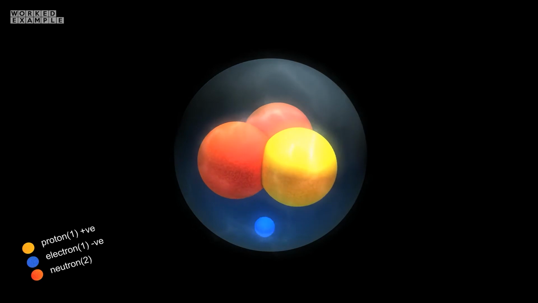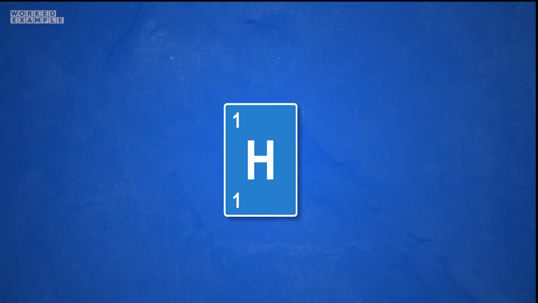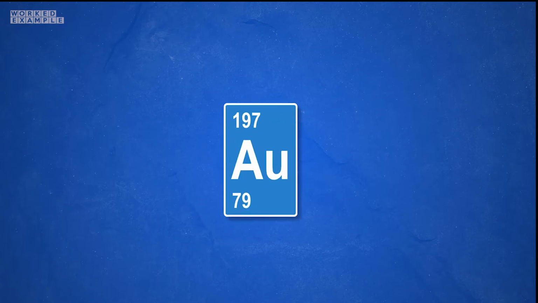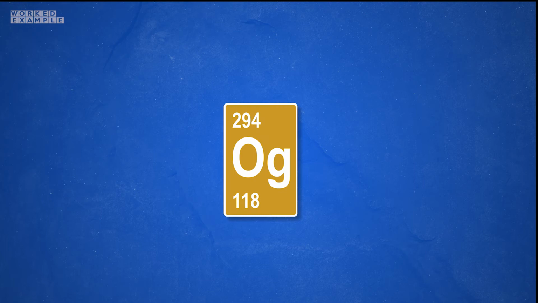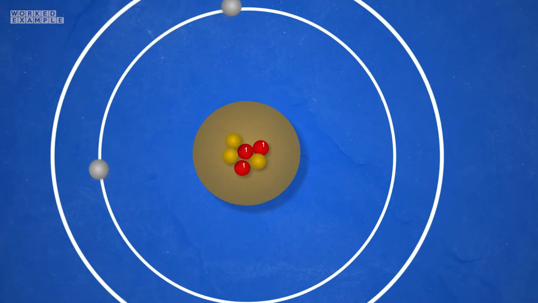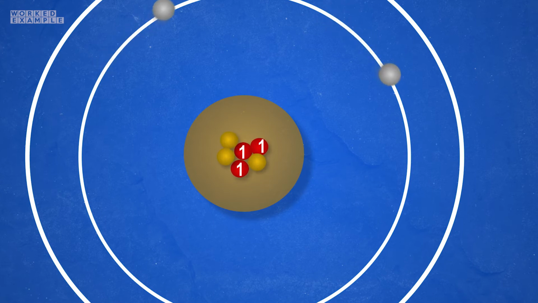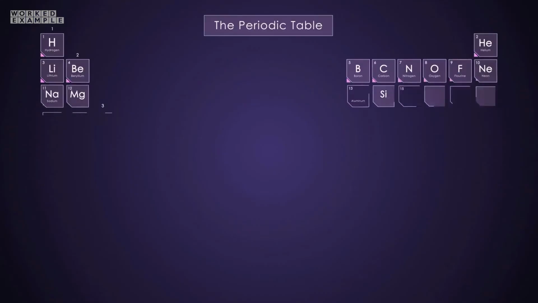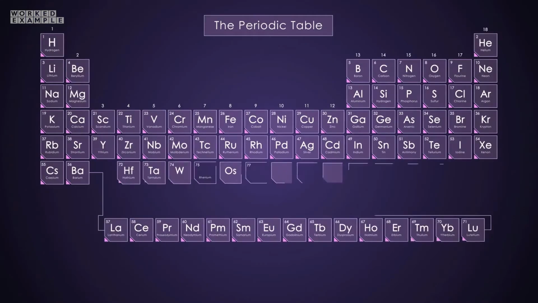Inside the nucleus, the number of protons determines the element of the atom. Hydrogen has 1, iron has 26, and gold has 79 protons, with oganesson being the highest element discovered so far, with 118 protons. Each proton has a positive +1 charge and a relative mass of 1. The atomic number of an atom is simply how many protons it contains, and in fact, the periodic table orders elements based on this number.